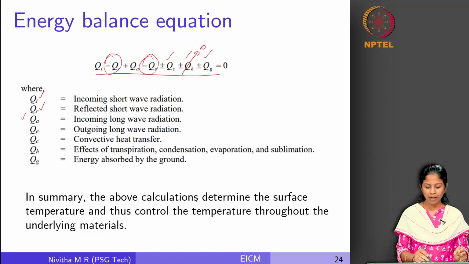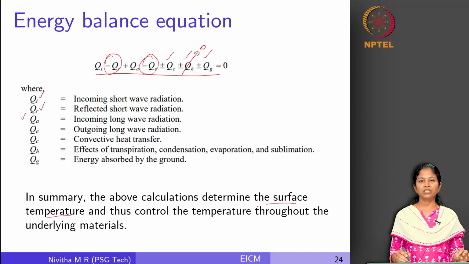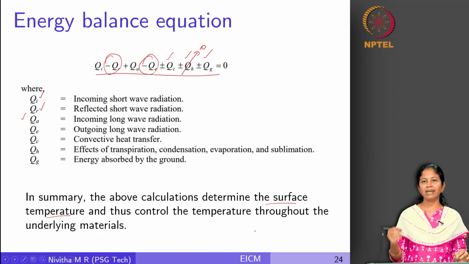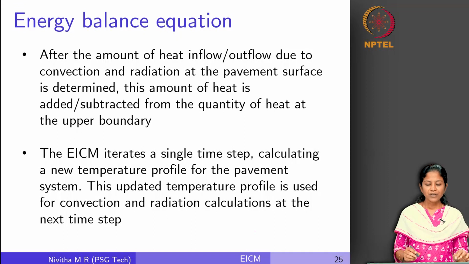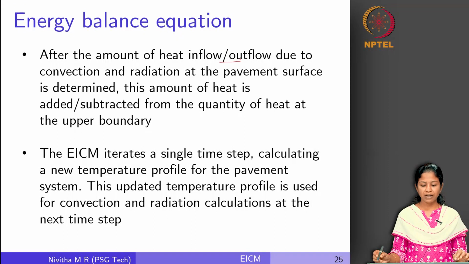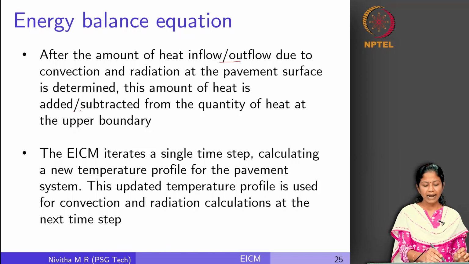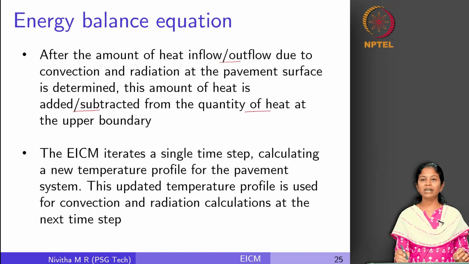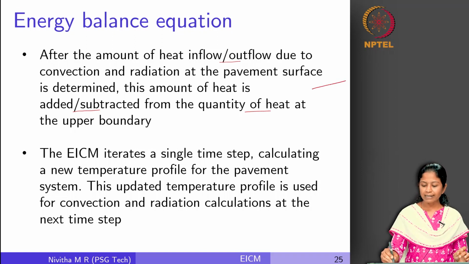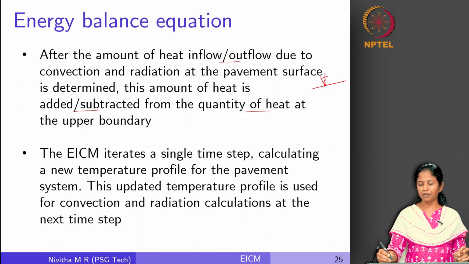So, this will not be taken into effect by the model. So, in summary, the above calculations determine the surface temperature and once we determine the surface temperature, we said we are going to use FEM to compute it at any given depth. So, after the amount of heat inflow due to convection and radiation is determined, then this is added or subtracted from the quantity of heat which is already present in the upper boundary. We should remember that at a given instant of time, there is already some temperature at the surface, and because of all this, there is some more addition of heat to the surface of the pavement, right. So, this addition or subtraction will be subsequently applied to the already available temperature at the surface of the pavement.